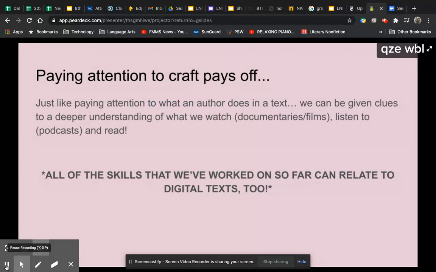Okay, so just a note. Just like when we pay attention to what an author chooses to do in a text, when we're watching documentaries or even movies or listening to podcasts, which I was never a podcast person, but over the summer and over quarantine, I really started listening to podcasts, and you can get a lot of good information from podcasts. But while you're listening to that, or watching documentaries, or YouTube videos, or a movie, you can learn a lot just by paying attention to what somebody chooses to do. It's going to give you a deeper understanding of what you're reading, watching, or listening to if it's a podcast. So everything that we've worked on, plus all of this, is really going to help you understand digital texts.